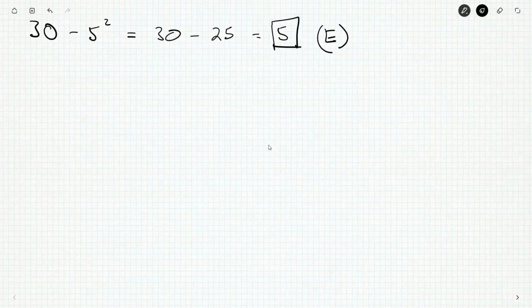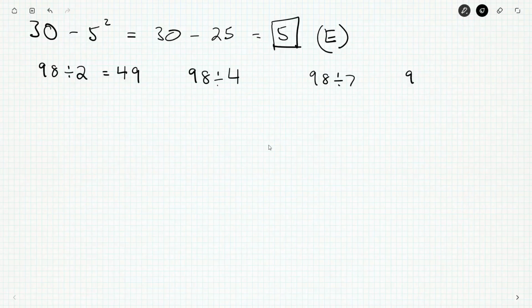So, does 2 divide into 98? Well, you betcha. You can either work it out as 49 with some long division, or you can just grab your calculator and work it out that way. And we've got 4, 7, 14, and then 49.